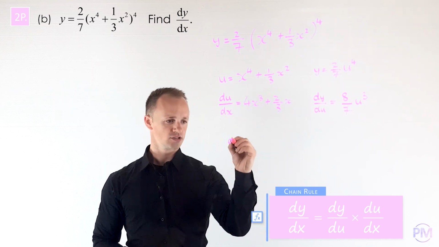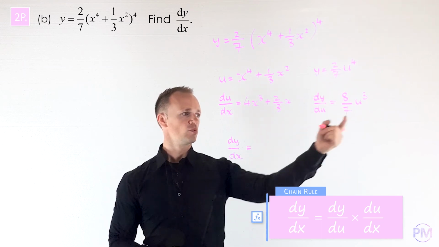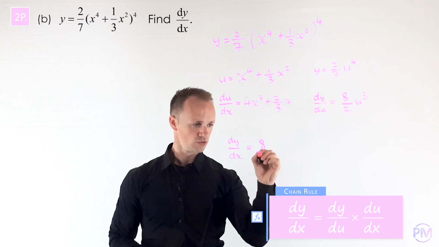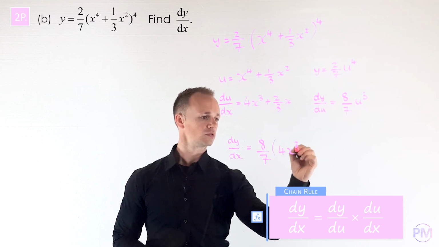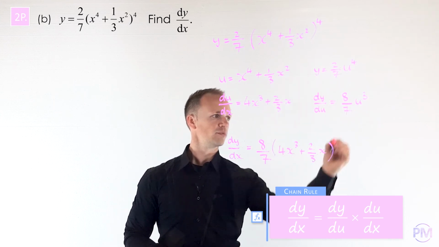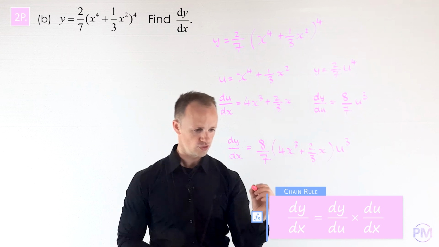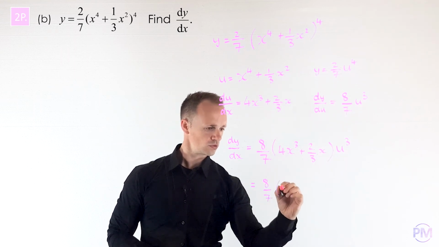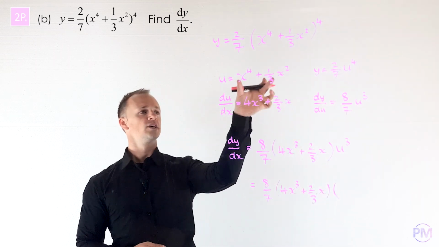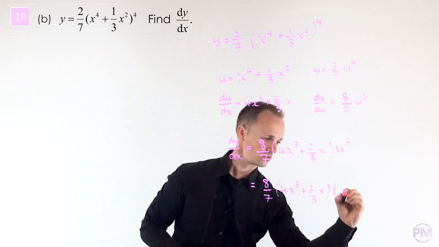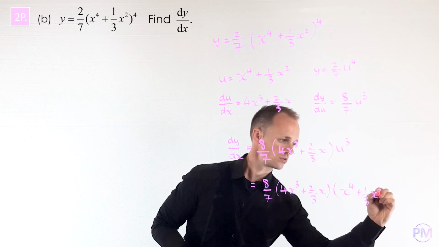Next we get dy dx by multiplying these two together. So we'll bring the 8/7 out the front. Then we'll have du dx here, and then we have u cubed left over. Finally, substitute back in for u cubed. So u cubed is this cubed, so x to the 4 plus 1/3 x squared all cubed.